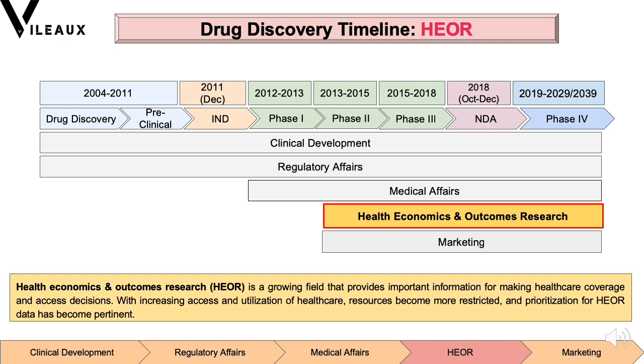Health economics outcomes research, often known as HEOR, is a growing field that provides important information for making healthcare coverage and access decisions. With increasing access and utilization of healthcare, resources become more restricted, and prioritization for HEOR data has become more prevalent, which is why in recent years, HEOR is involved early in the drug discovery timeline. At Vilo Pharmaceuticals, our HEOR department supported narcotics beginning at phase 2 clinical trials.